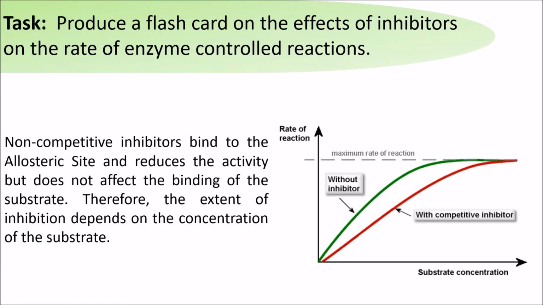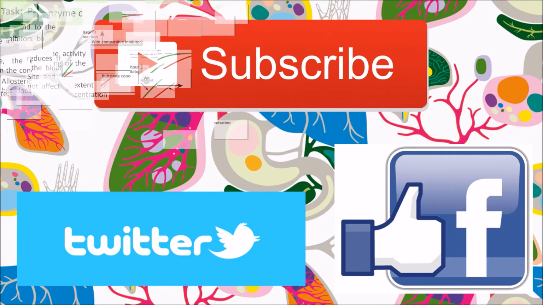Non-competitive inhibitors bind to the allosteric site and reduce the activity but do not affect the binding of the substrate. Therefore, the extent of the inhibition depends on the concentration of the substrate.